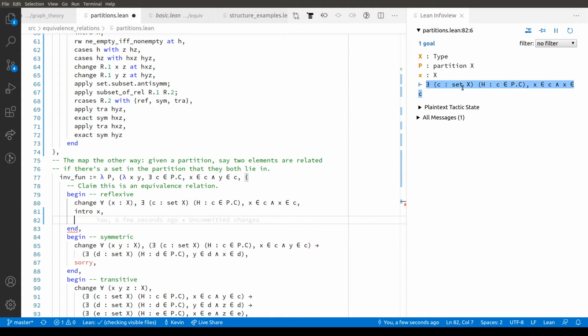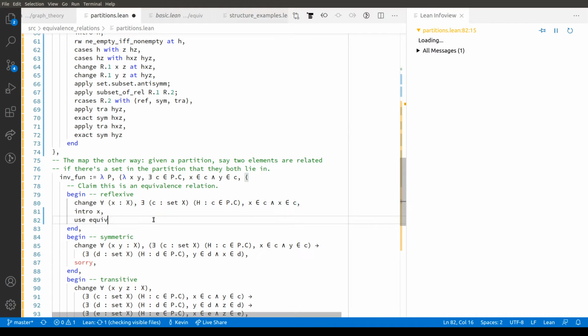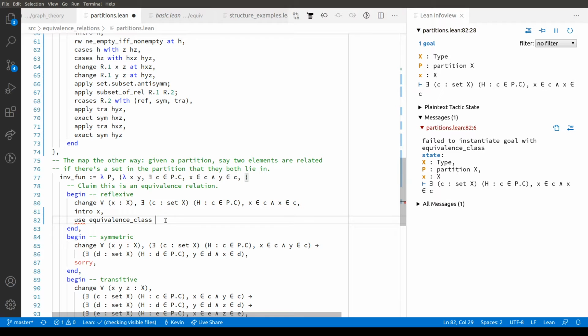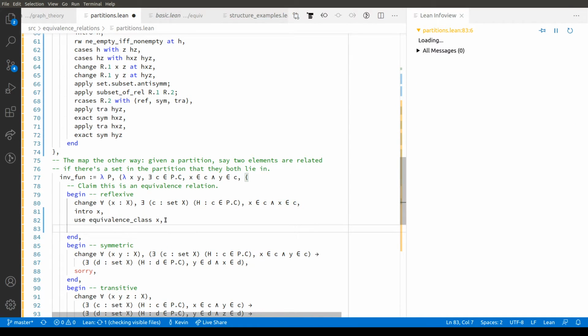So we have to prove that. Now we have to prove that there exists a block. So why don't we use the equivalence class of X? That's a good idea. That would be a good block to use.